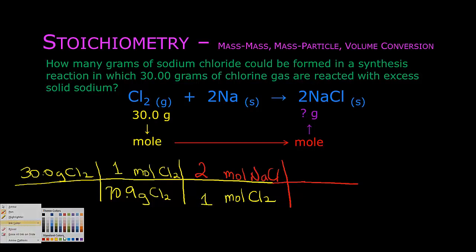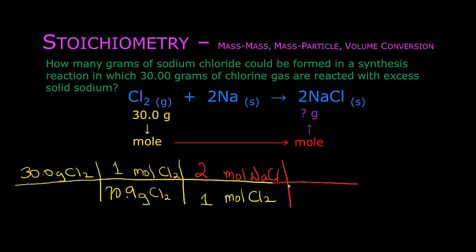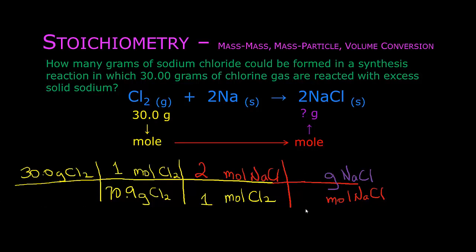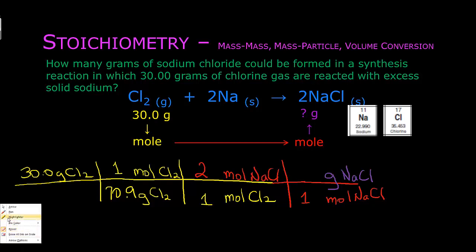Whatever units I have in my upper left, I always put in my lower right. So moles of NaCl. And I am converting to grams of NaCl, so I'm going to put grams NaCl right here. I'm going to look at my units to help me decide what numbers I put here. I've got grams and moles. I always put a 1 next to the mole if it's not a mole. Grams is molar mass. The molar mass of NaCl is 1 Na plus 1 Cl, and the molar mass of NaCl is 58.44 grams.